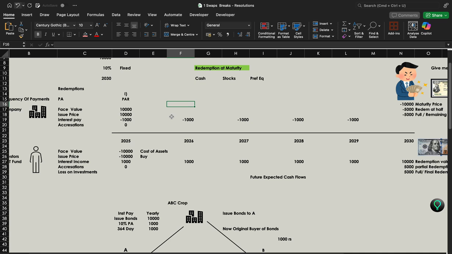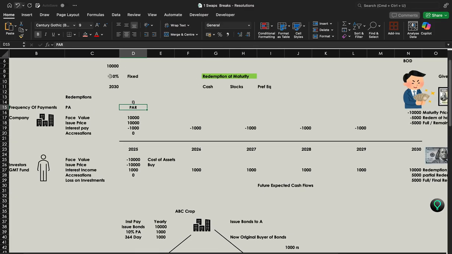Let's say the terms of the bond are 5 years. Face value of the bond is 1,000. Issue price of the bond is 1,000. So it means the bond is going to offer interest payments. The type of the bond is par, and the interest payment, let's say 10%, is fixed, and the pay cycle is, let's say, yearly. So every year the company will pay 1,000 rupees to you guys.